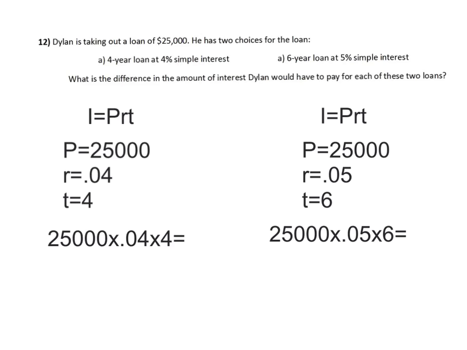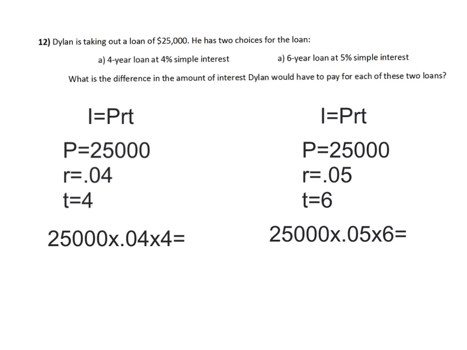Number 12. Dylan is taking out a loan of $25,000. He has two choices for the loan. Choice A is a 4-year loan at 4% simple interest. And the other choice is a 6-year loan at 5% simple interest. What is the difference in the amount of interest Dylan would have to pay for each of these two loans?